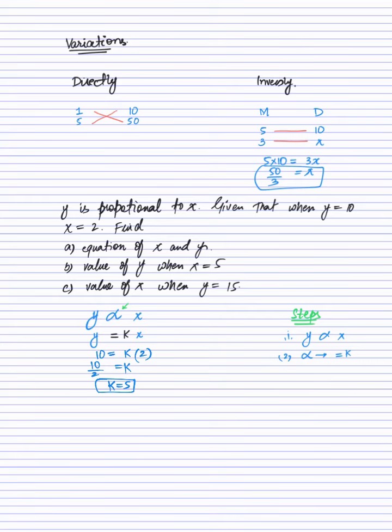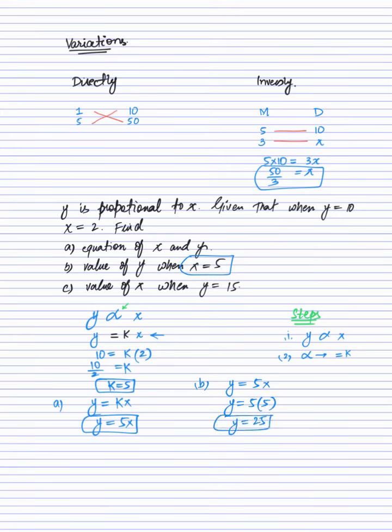Now, in the first part, it says write an equation. So the equation we have is y equals kx, right? Now we have the value of k, so we put the value of k, that is y equals 5x, and that is your first part answer. For the next part, it says find the value of y when x equals 5. The equation we found in the first part is y equals 5x. Now the value of x is known, so y equals 5 times x, and x is 5. So y equals 25.